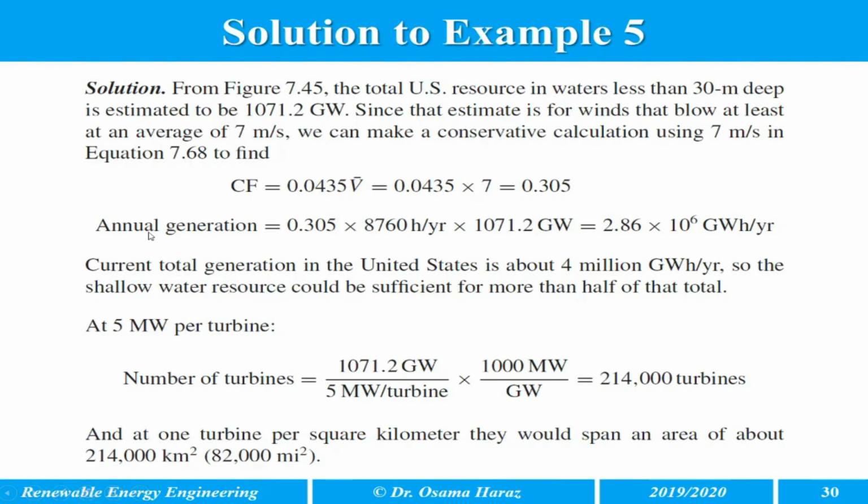And we know that the annual energy generation or energy production is almost 2.86 million gigawatt hours per year, and the current total generation in the United States is almost 4 million. So the shallow water resource could be sufficient for more than half of the total.